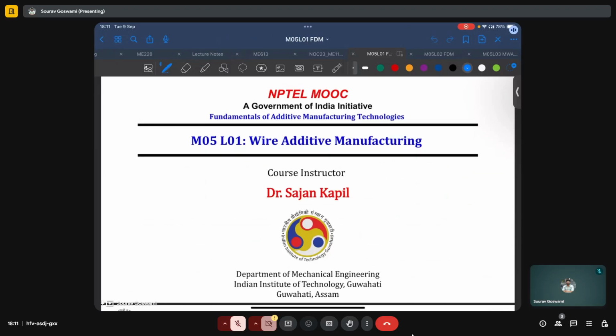We have already looked at additive processes which use liquid feedstock, such as VAT photopolymerization, 3D Systems SLA, 3D Systems FL, and others. Last week we also looked at additive processes which use sheet as the raw feedstock, and we saw various additive manufacturing processes, some of them commercialized, which used sheets of any material starting from paper to ceramics and even metal, of course, as the raw feedstock.